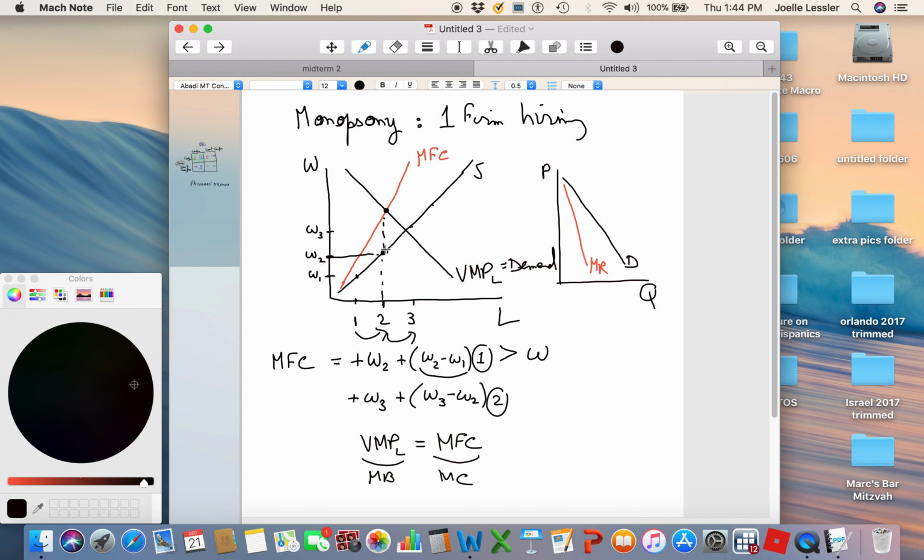Again, this is very analogous to what we did with monopoly in the goods market, where we said you choose how many goods to sell based on where marginal revenue equals marginal cost, but then you charge a price on the demand curve. Here, you choose the number of workers to hire where the marginal factor cost is equal to the value of marginal product of labor, but you pay a wage on the supply curve. So the wage that you pay in the monopsony is less than the marginal factor cost.